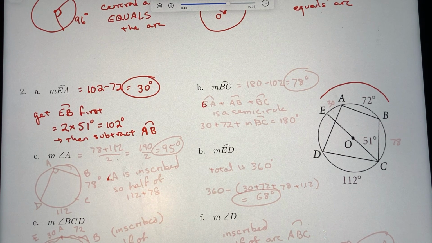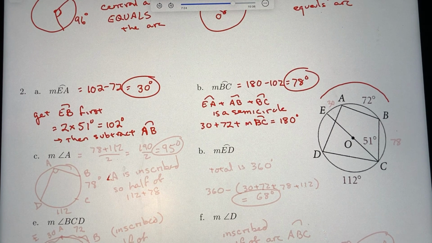Okay, so EA plus AB plus BC is a semicircle, because EC is a diameter. It goes through the center. So we've already got 30 plus 72, and then if we just take BC, that'll add up to 180. So if I take the total 102 and subtract it from 180, I get 78 degrees.